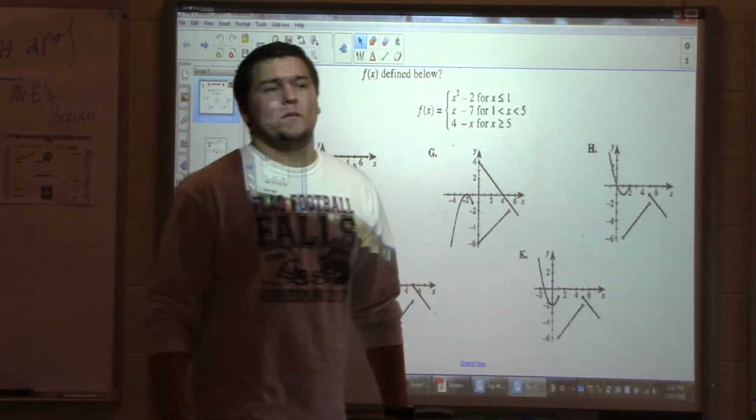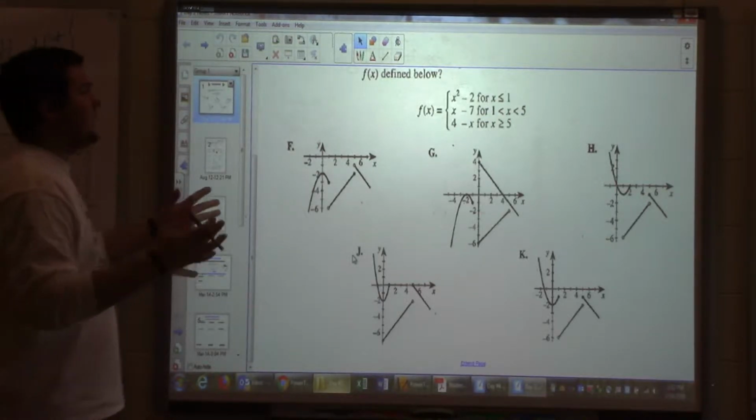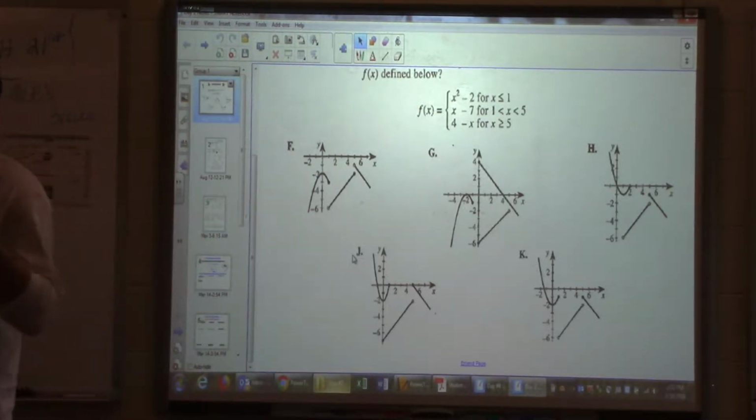Alright, here we go. So, how do we figure out this bell ringer? It's a great question. What is that thing up there? What's it called? A function. A type of function. A piecewise function. Very good. So, we need to figure out which graph relates to that piecewise function.